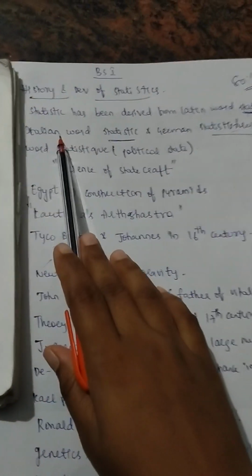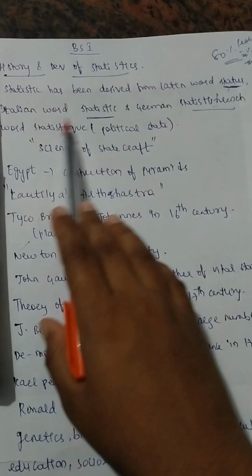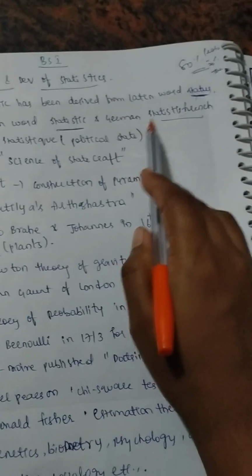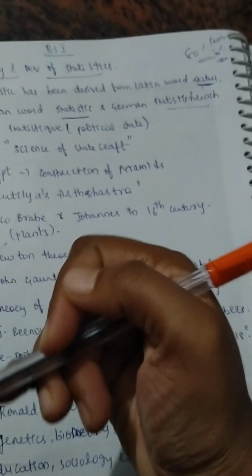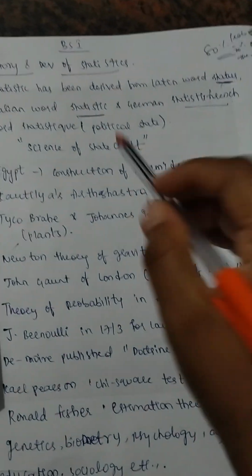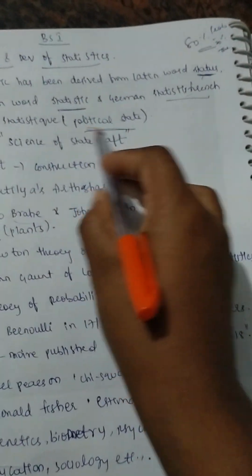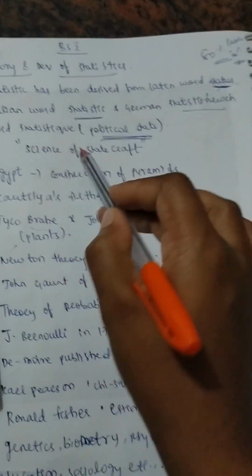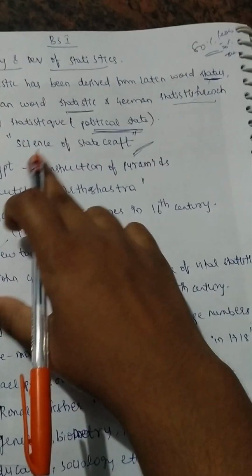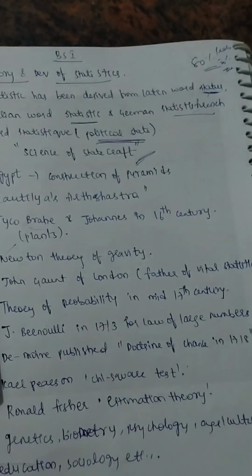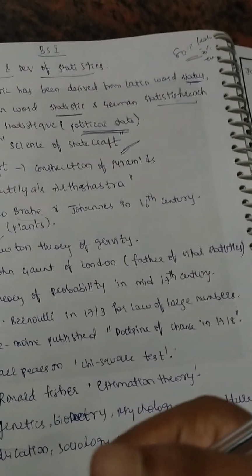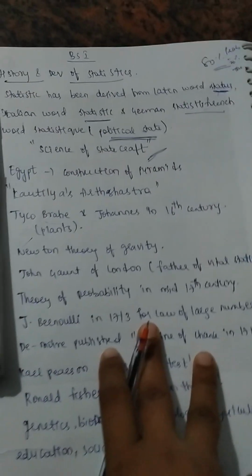So, how did the word statistics come? It is derived from the Latin word status, the Italian word statista, the German word staat, and the French word statique. Whatever the names, and whichever country they come from, the meaning is political state. So it is nothing but a political state. Statistics is also known as the science of statecraft, because statistics is used everywhere in the world, in every profession and every area.